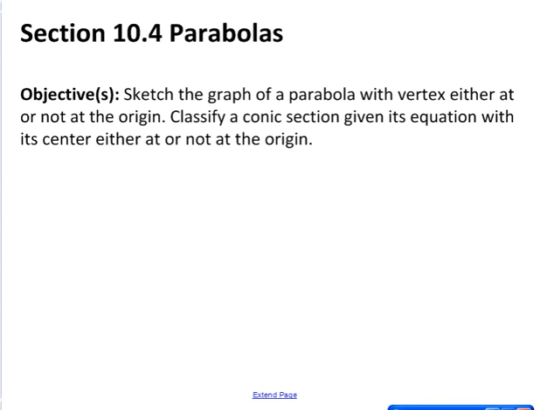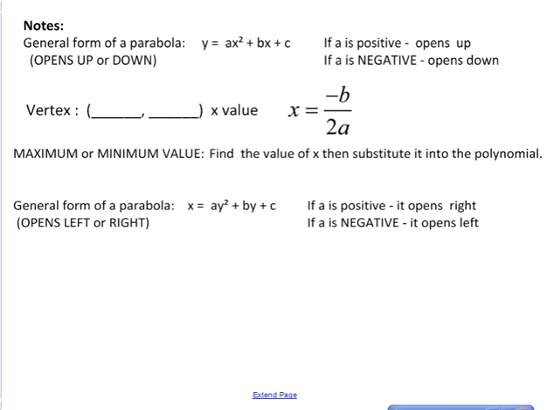This is section 10.4. We're going to be graphing parabolas. This is the last of the conic sections that we have to graph. We have graphed parabolas before. In fact, we graphed equations that looked like this, where we have a number times x squared plus a number times x plus a constant.